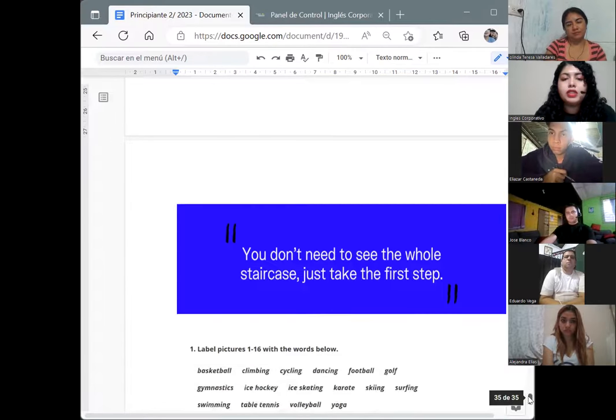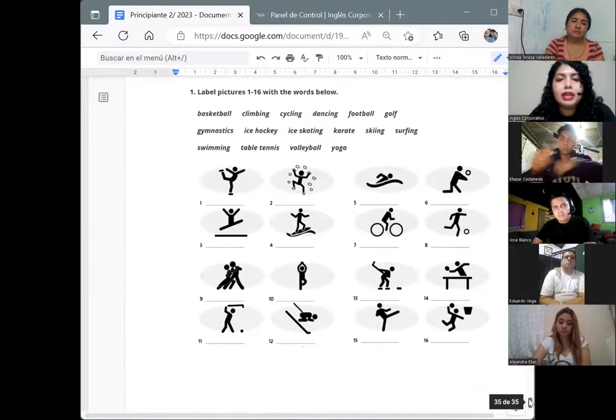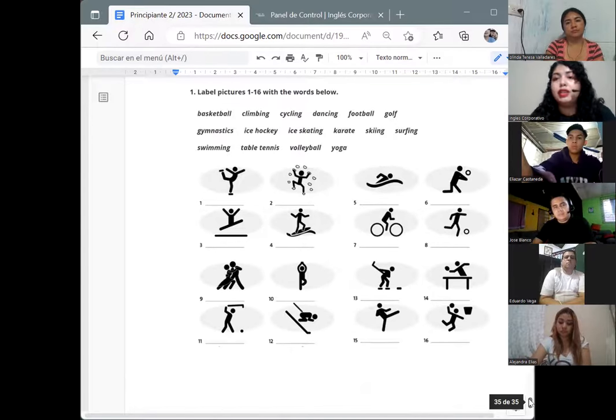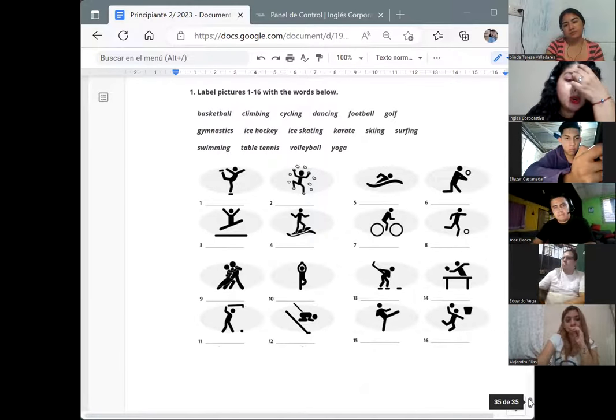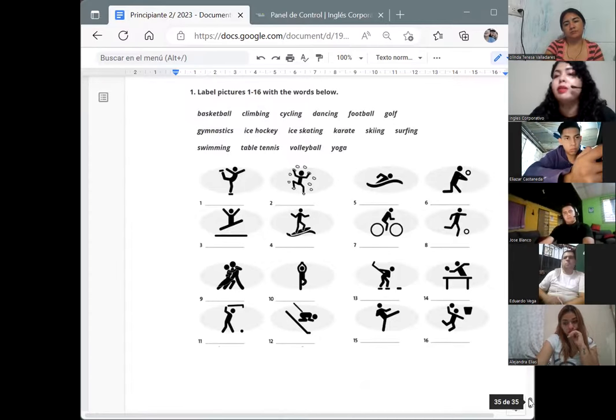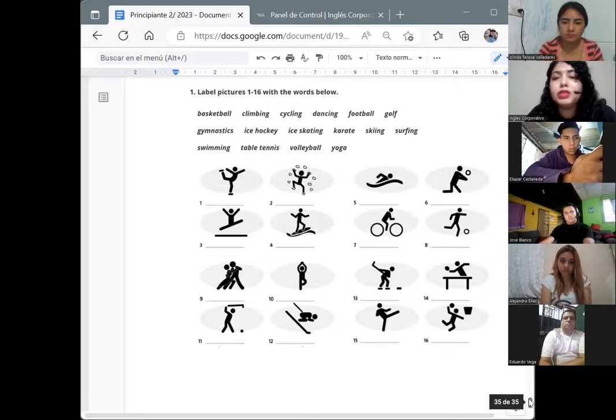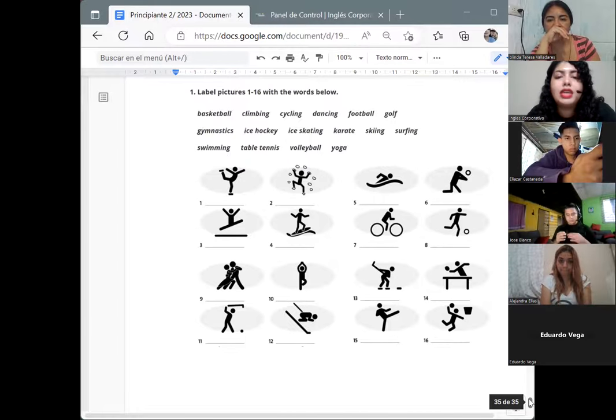So, we are going to begin with the first activity, that is this one. Tenemos esta imagen, and we have 16 pictures in this case. They are talking about sports, and we have the names in the first part. We need to know what are the names of these sports. Vamos a ir colocando. En este caso, ustedes me van a ir diciendo, number one is, number two is, number three. Vamos a ir diciendo cuál es el deporte que le pertenece a cada una de esas imágenes. Tenemos 16 imágenes, tenemos los nombres ahí. Basketball, climbing, cycling, dancing, football, golf, gymnastics, ice hockey, ice skating, karate, skiing, surfing, swimming, table tennis, volleyball, and yoga.